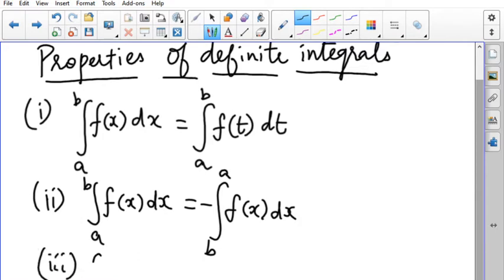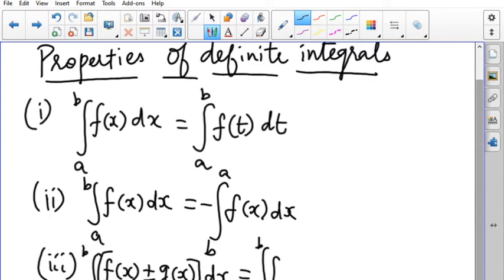integral a to b f of x plus or minus g of x dx can be written as two integrals, integral a to b f of x dx plus or minus integral a to b g of x dx. Okay, so this is the third property.